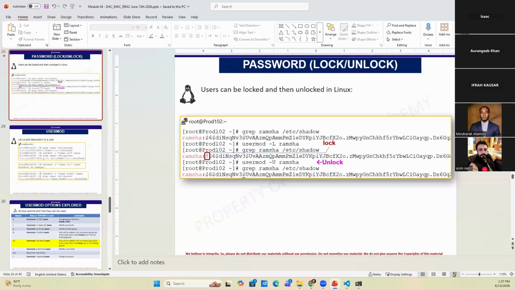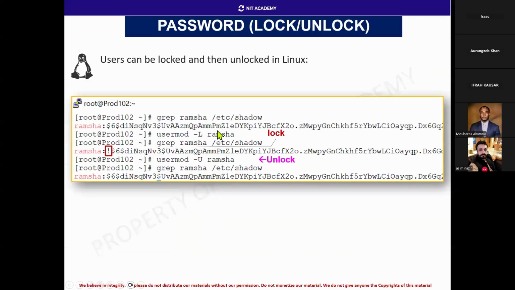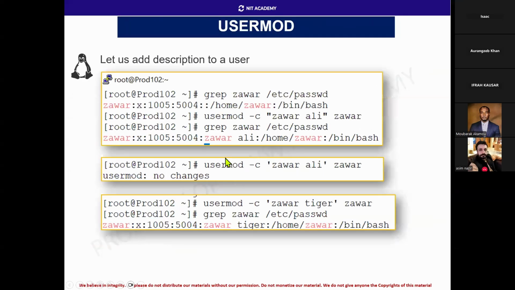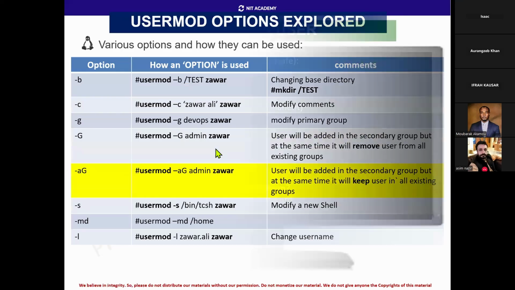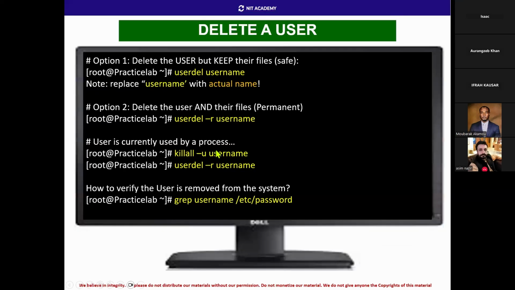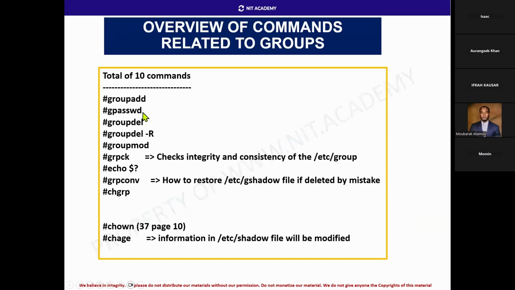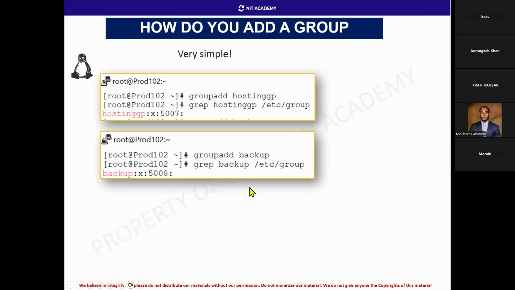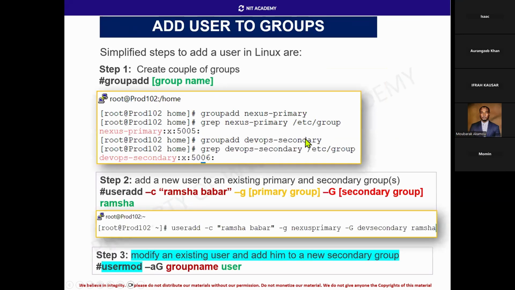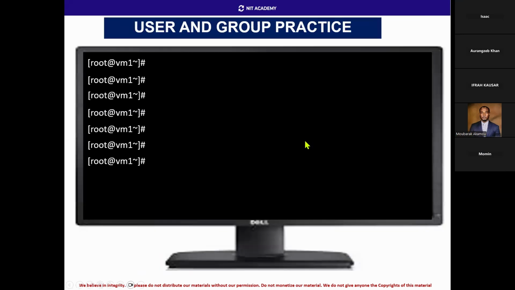Okay, hold on a second. Right. So lock and unlock. Easy peasy commands. Delete the user. Very good. User delete, RMDIR. Some commands on group check. Don't worry about them. How do you add a group? Very simple. Add user to the groups. We've just done that.